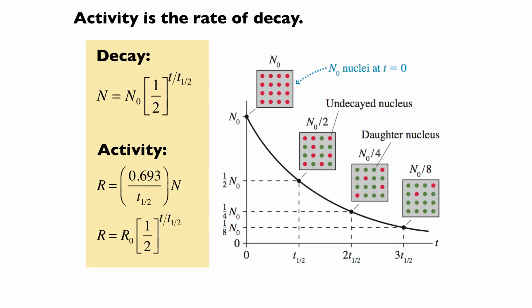Now, the activity is the rate of decay, okay? And it turns out if you have more atoms, you're going to have more atoms decaying, okay? And the activity, which is the number of decays per second, is given by this relationship right here. It's 0.693 times the number of atoms divided by the half-life. And I have to put the half-life in seconds in order to have this make sense. And the activity decays exactly the same way that the number of atoms do, because the activity is just proportional to the number of atoms.